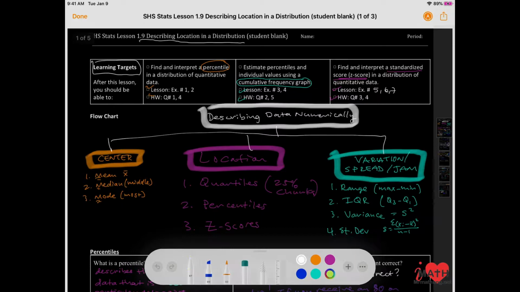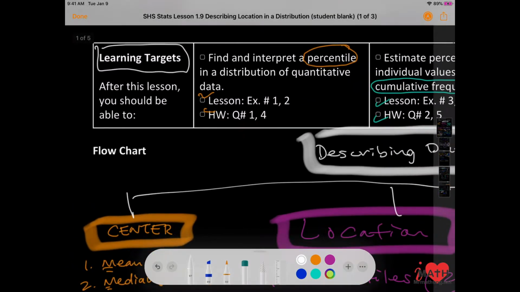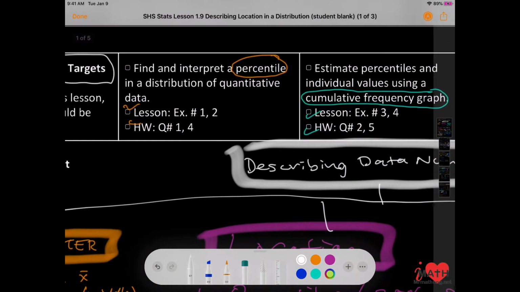All right, let's go over this one. 1.9, describing location and distribution. What's our learning target? After this lesson, you should be able to find and interpret a percentile. So the percentile is a big idea here, in a distribution of quantitative data.